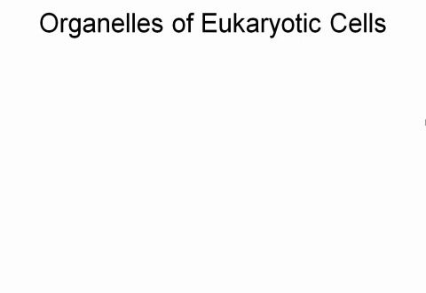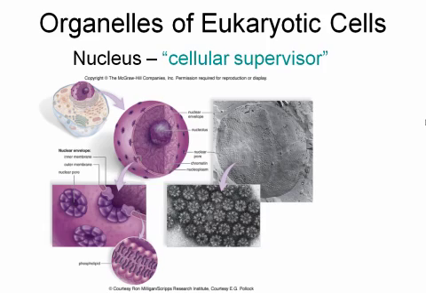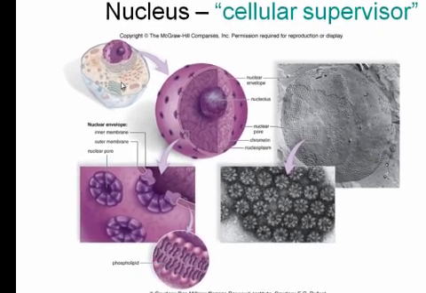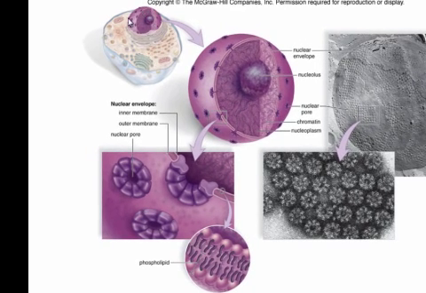If we move inside the plasma membrane into the cell, there are a number of different organelles and structures that we need to learn about. All the way, normally in the middle, is the nucleus. We can think of the nucleus as the cellular supervisor. This is where the genes are found, the DNA, which controls all cellular function.